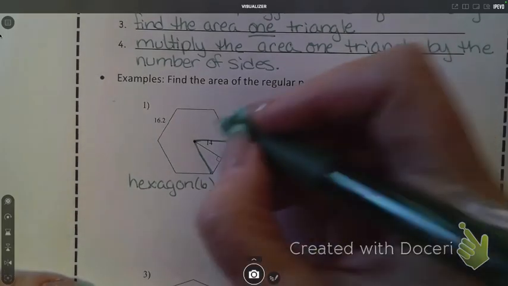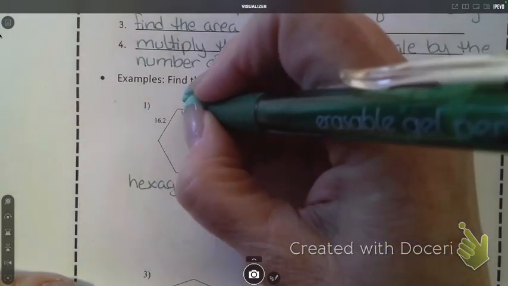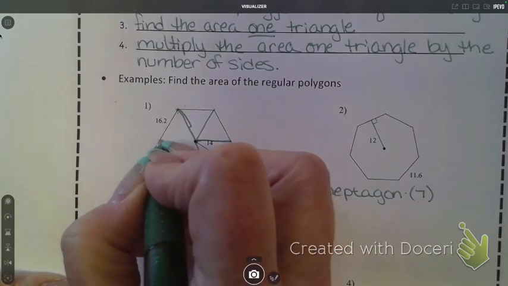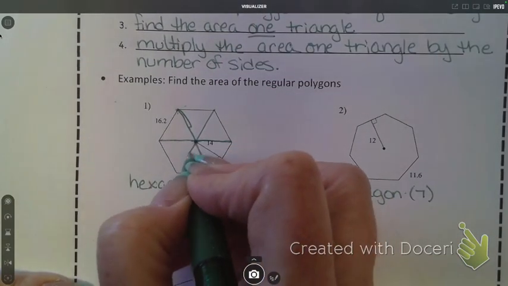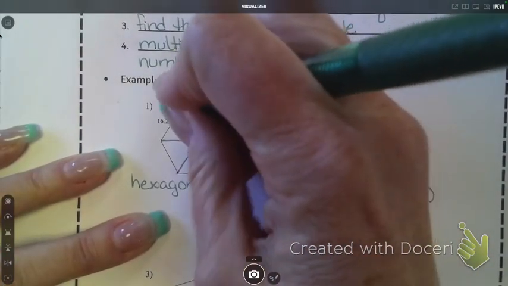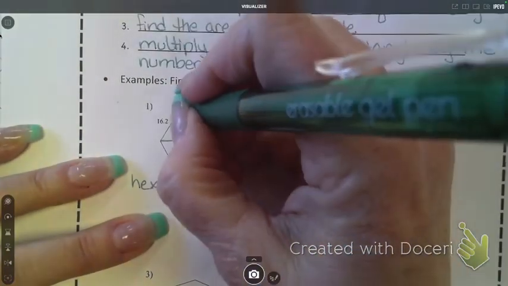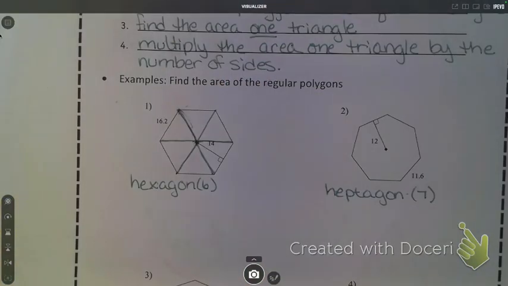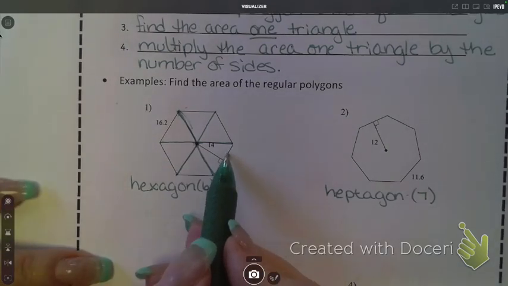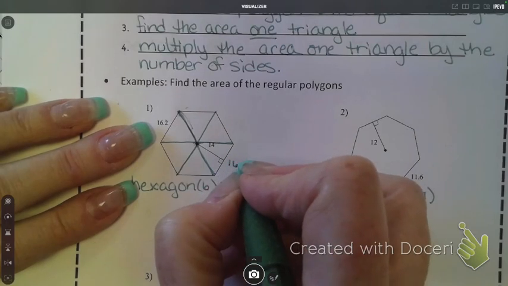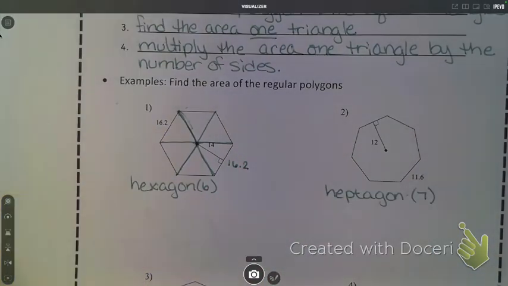Okay, so how many triangles can I make this into? 6. Just go from the center to each vertex. Now, I could divide it into other triangles, but do I want those other triangles? No, I want 6 equal triangles to make this easier. I have the height. Do I have a base? Yeah, 16.2. This only works, this basic, with regular polygons.